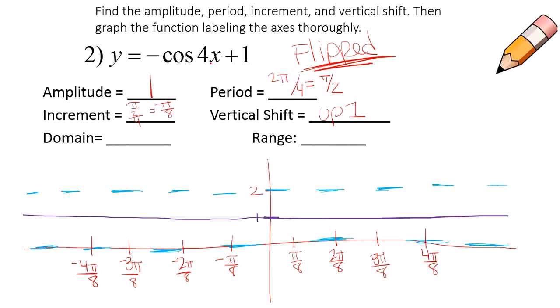Okay? We are doing a flipped cosine. So normally he would have started up here, but he's not. He's going to start down here. And then he's going to cross over here in our midline, bounce up here, cross over here, and bounce down here. Same thing. Cross, bounce, cross, bounce. There we go. So my domain, negative infinity to infinity.